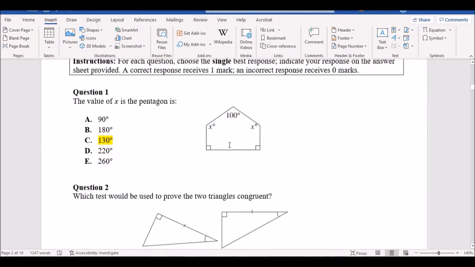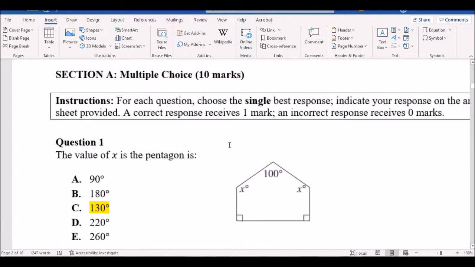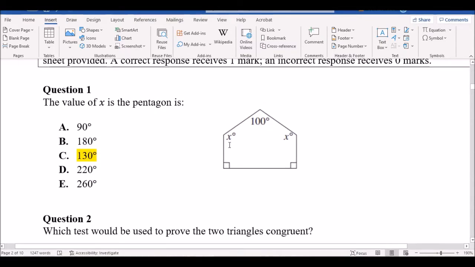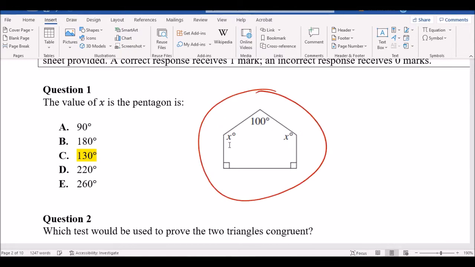Okay. Alright, first question here is the value of x in this pentagon. With this question, you can see that there are some symbols here that you have to take into account. These mean that it's 90 degrees. This is 100 degrees. And because they're both the same, they're both going to be the same angle. So if you think about it algebraically, a five-sided shape, if you don't know how many degrees that should equal, it should be 540.